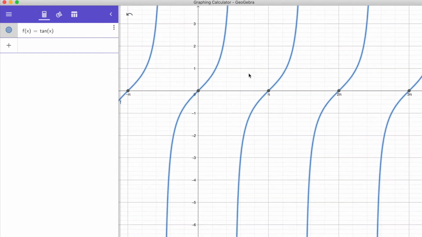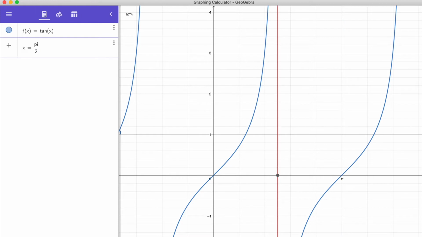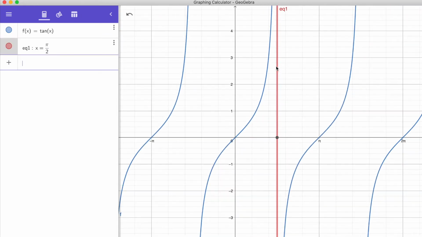Here we can see an infinite discontinuity. We can draw the vertical asymptote for it. Just type x equals pi over 2 to get it done. This red vertical line is the asymptote. It is one of them actually, as there are an infinite number of them because of the period.